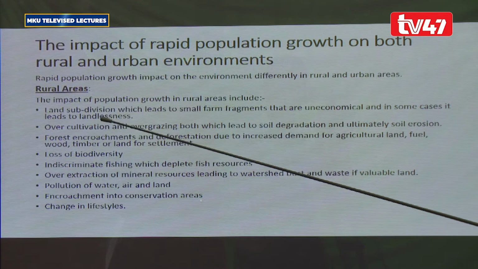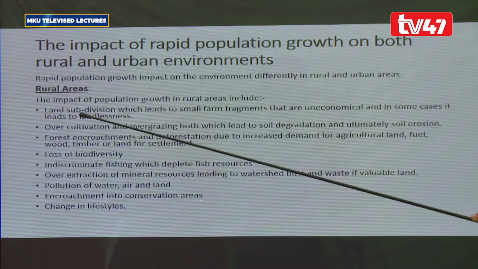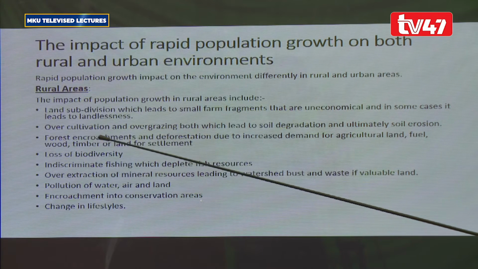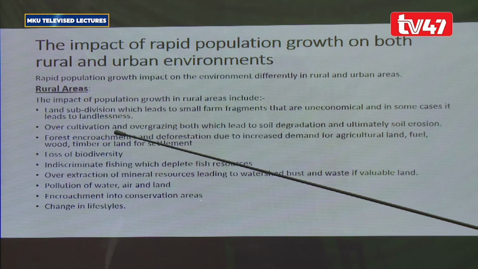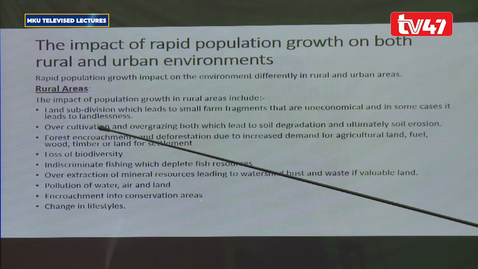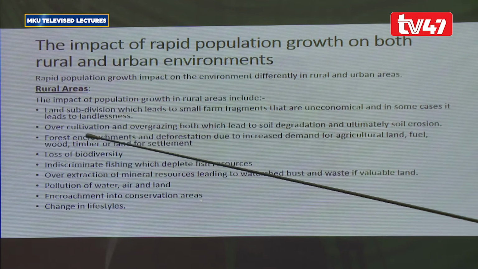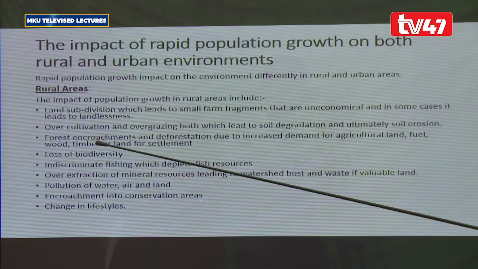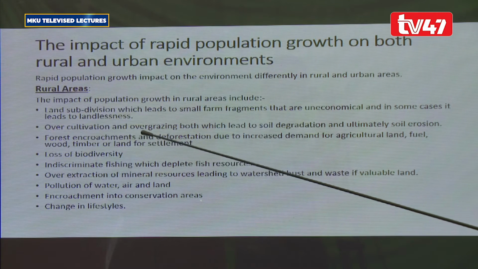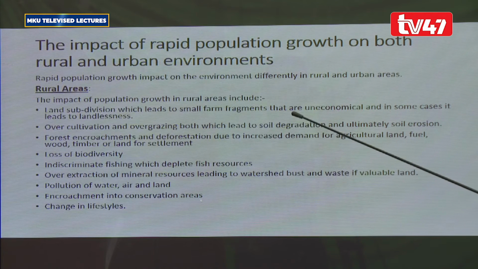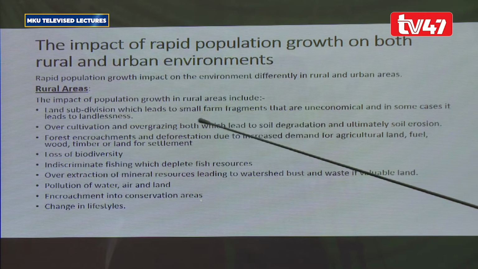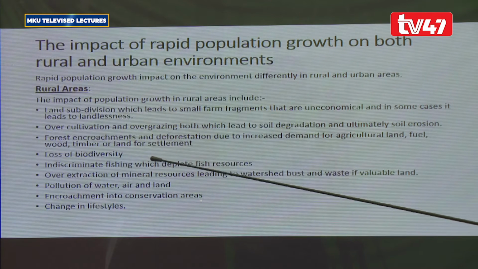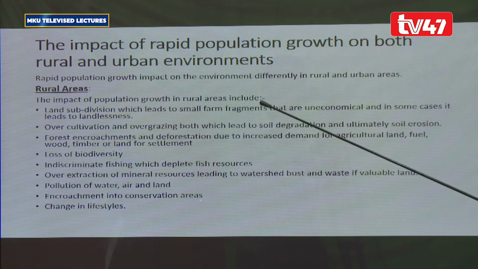When there are so many people in the rural area, there is a lot of pressure exerted on land as a natural resource, and this creates a big problem. The other one is that there will be overcultivation and overgrazing. Remember, people in the rural area, their main economic activity is either farming or livestock keeping. And this will be another impact that will be witnessed when there is high population in the rural areas. And when there is overcultivation and overgrazing, again, this will lead to soil degradation. The soil will not be able to take care of the crops, the animals that are overstocked, and ultimately this will result in soil erosion.